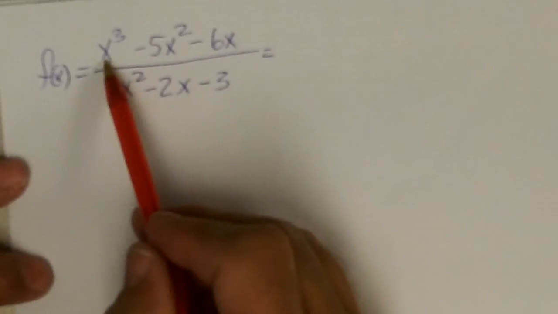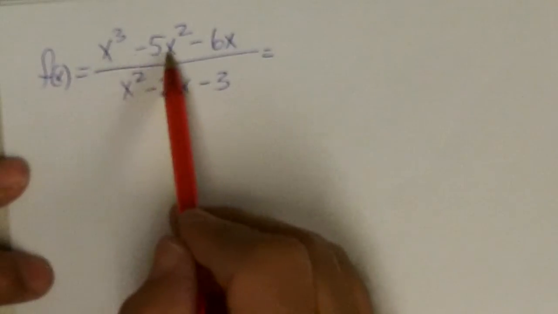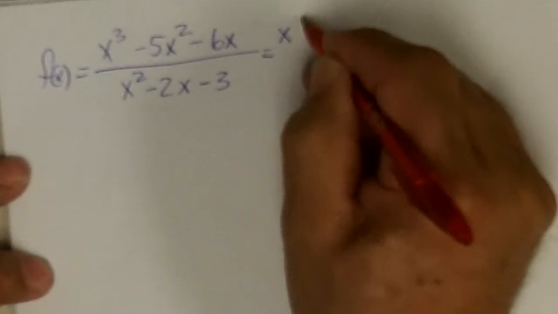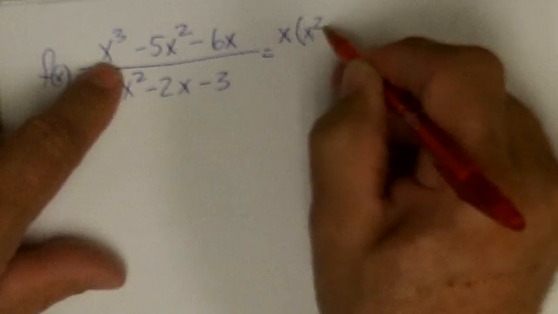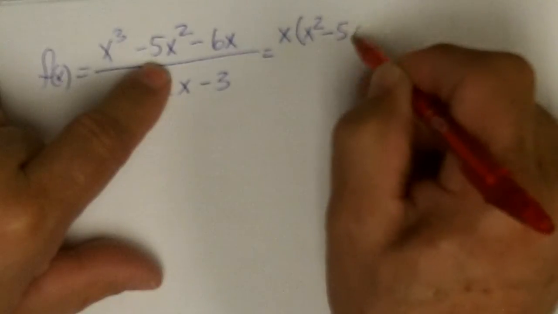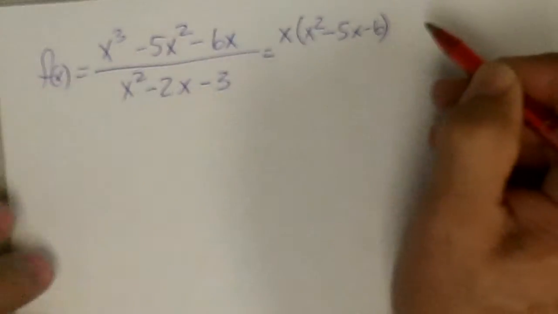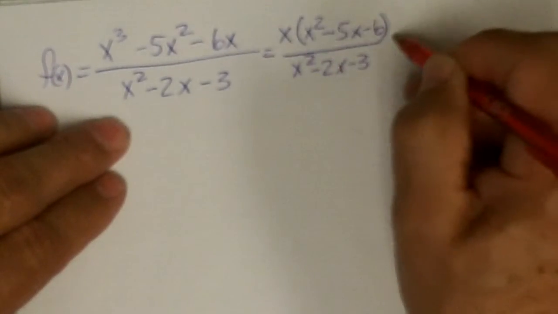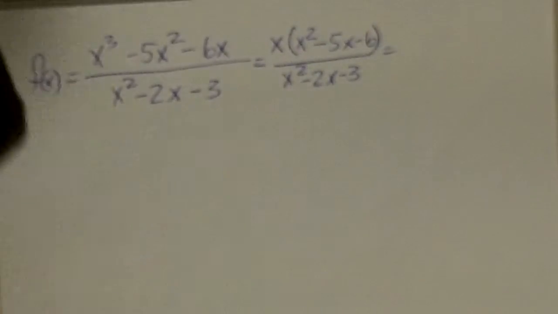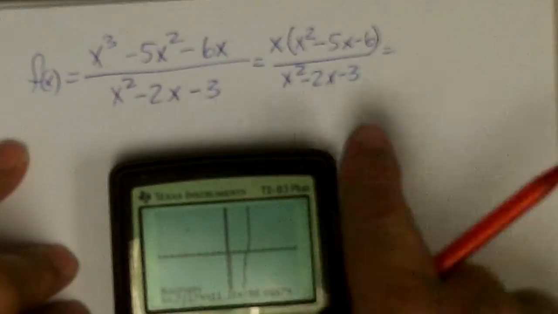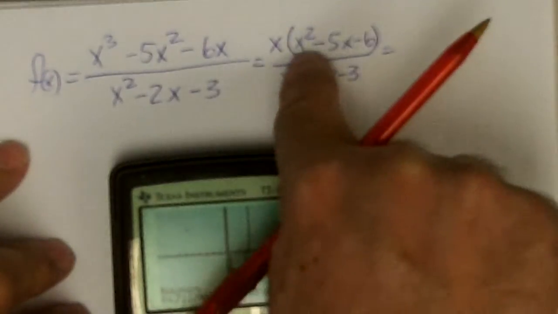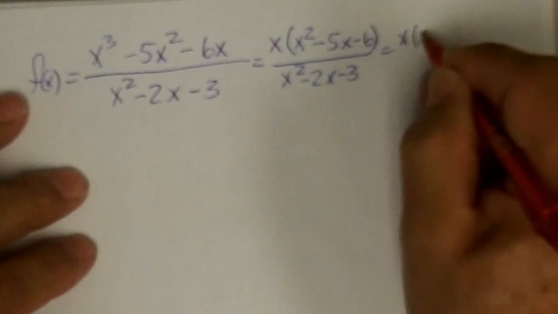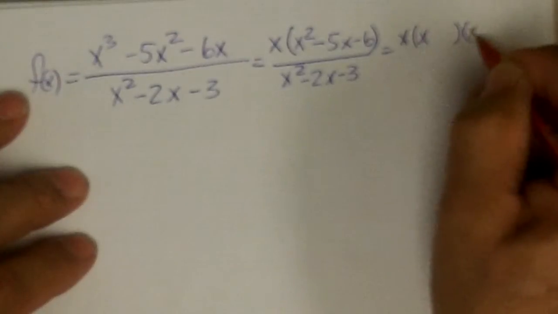A lot of students forget that you look for something in common to start with, and this has an x in every term, not x squared, so we can write x, and then parentheses, x squared minus 5x minus 6, and the denominator is x squared minus 2x minus 3. If you have trouble factoring, you can get some assistance from your calculator by graphing it, and it'll show you where it factors, but you shouldn't have to do that. You should know that this is going to be x and x.